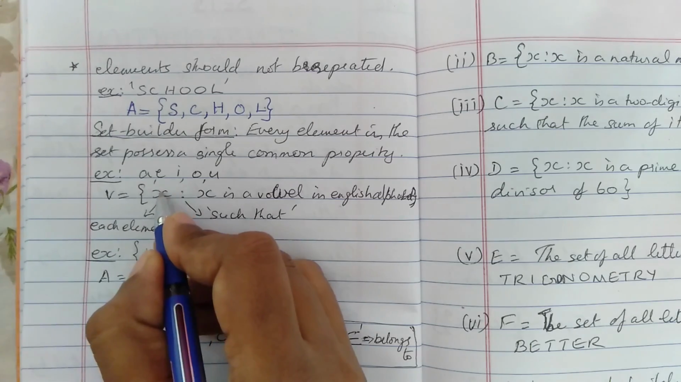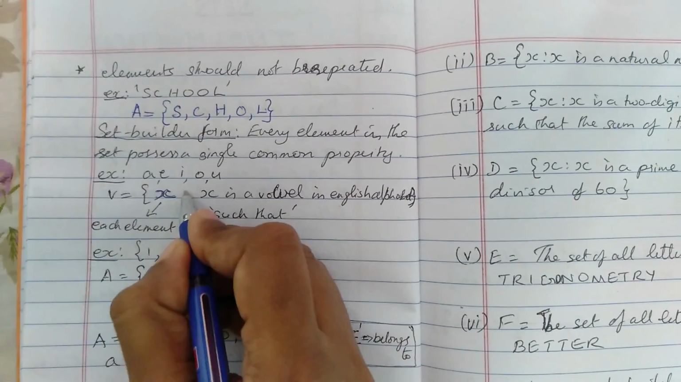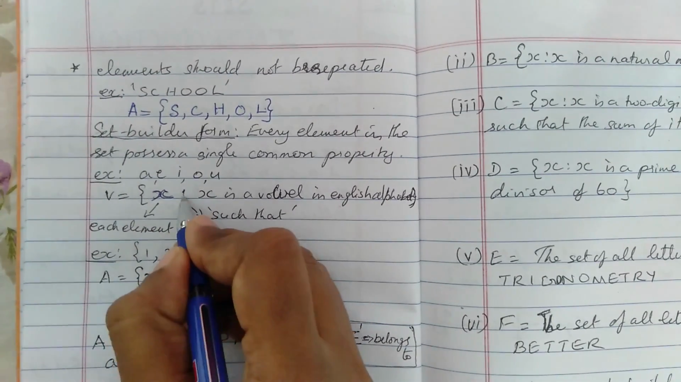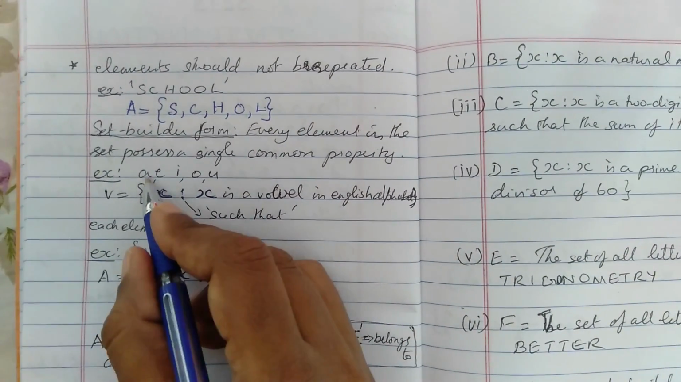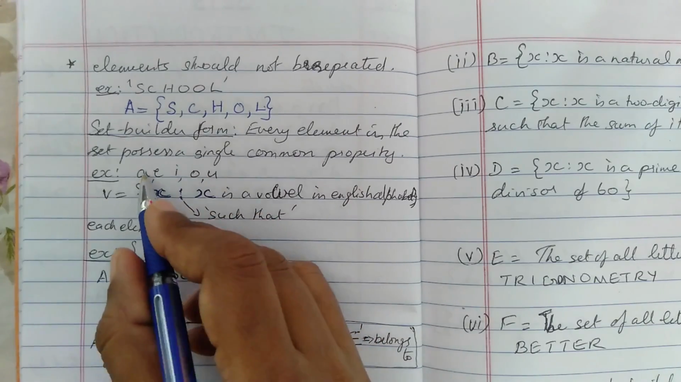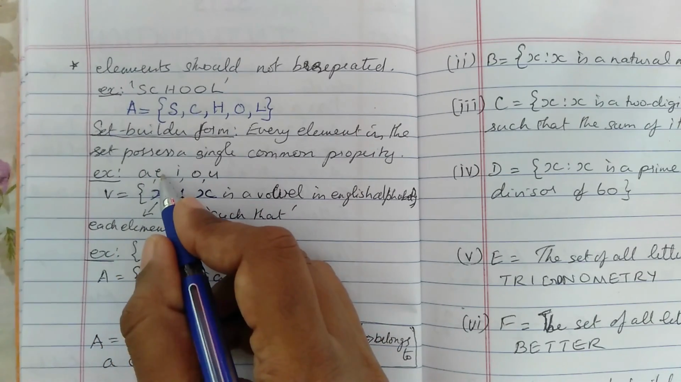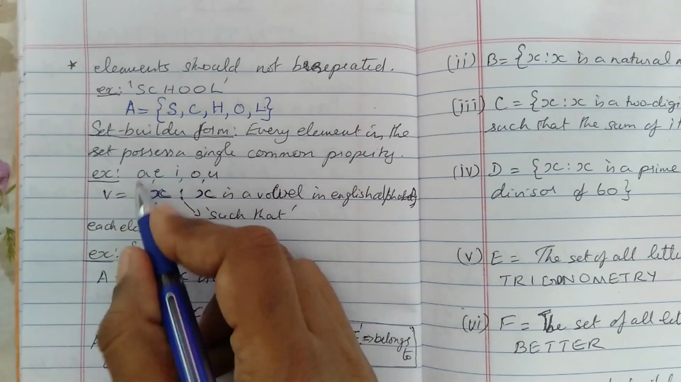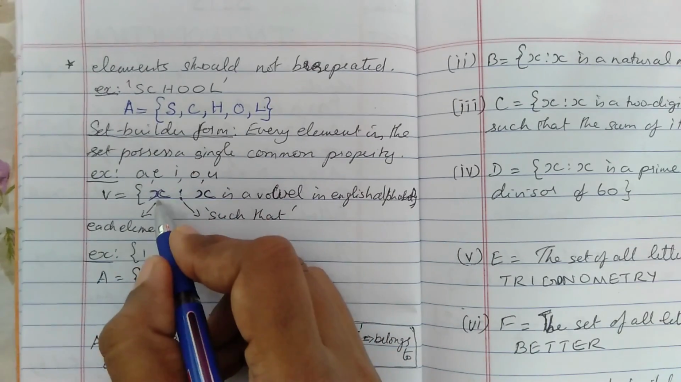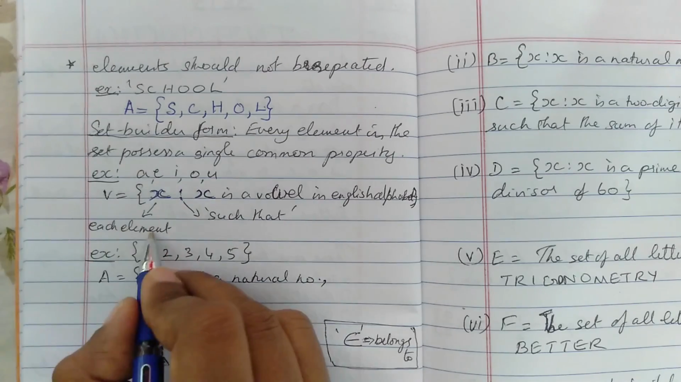You will have to write X, then this ratio symbol, and then I will write it as again X. This X means that X is any of these elements. I can take X as A, or E, or I, anything, any of these elements I can take as X. So X means each element.